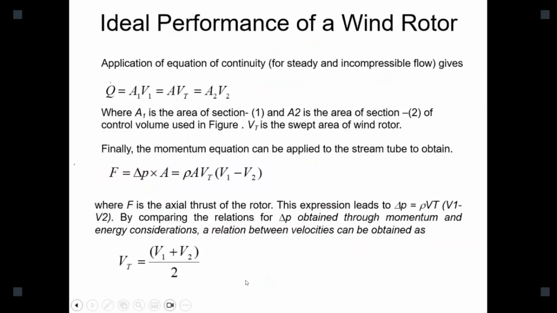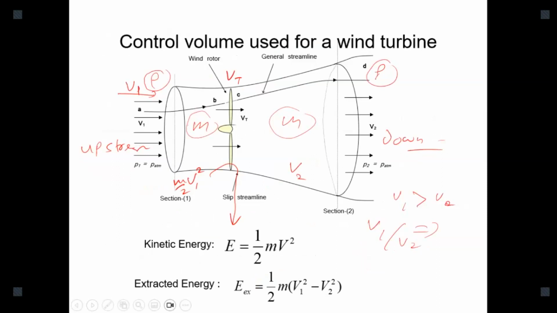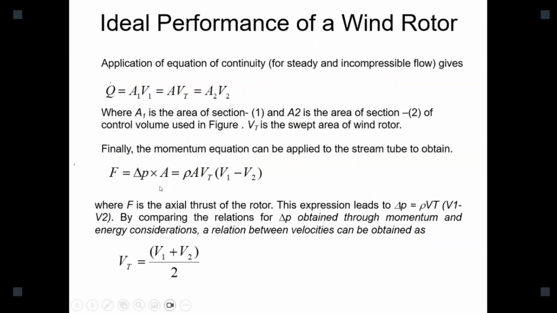Then this kinetic energy concept is about the mass. The mass can be expressed by VT and rho. The mass passed to the wind rotor can be expressed by VT and rho, because V is the velocity passed to the wind rotor. If we know the density, we can find out the mass there. Then rho A VT is coming here.